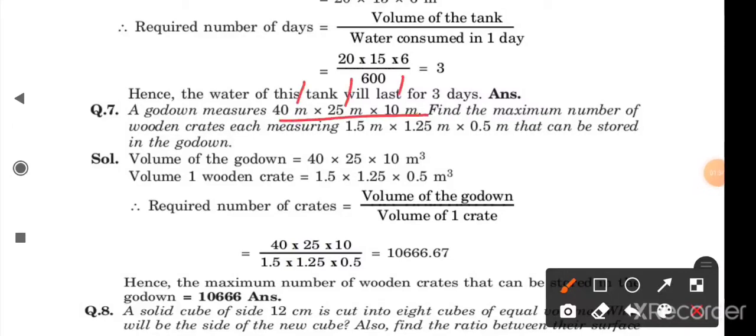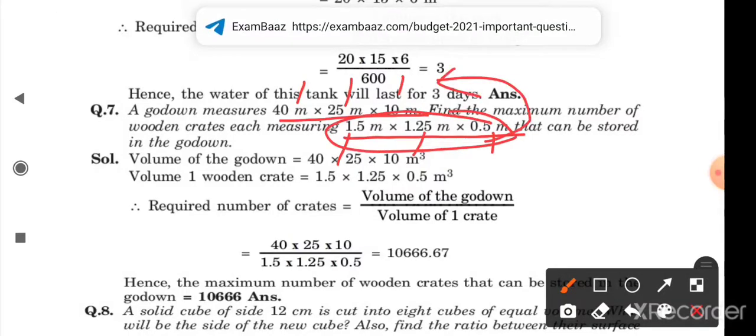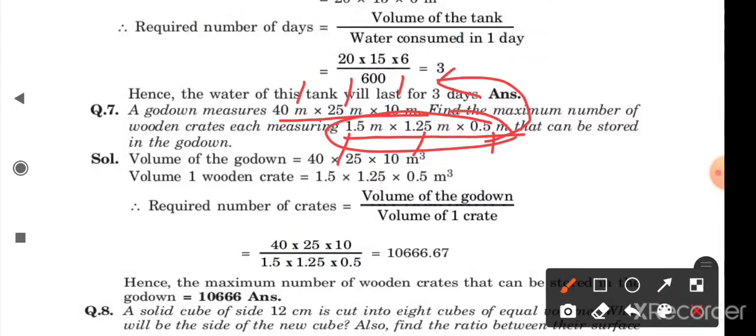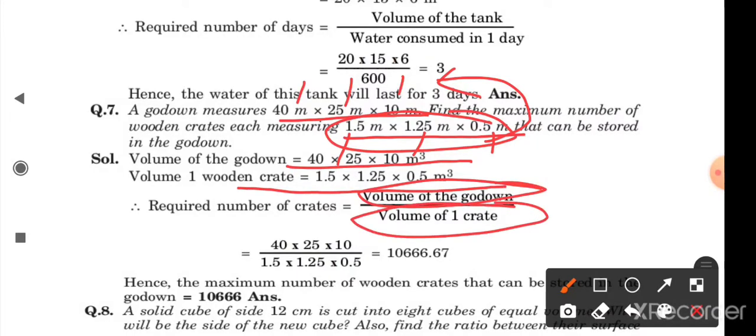L, B and H are given for the godown, and the L, B and H of the box are also given. Now you have to tell how many such boxes will fit in that godown. For that, first you have to find the volume of the godown, L into B into H, and the volume of one box, L into B into H. Then you divide the volume of the godown by the volume of one crate, and you will get the answer, which is 10666.